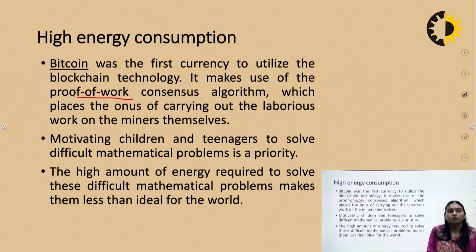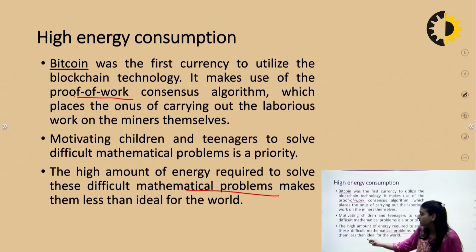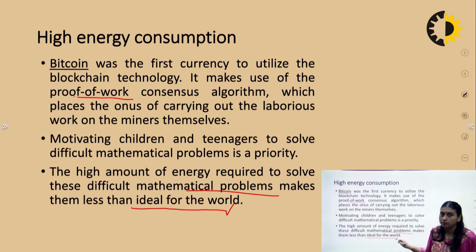So the high amount of energy required to solve these difficult mathematical problems makes them less ideal for the world, because it involves a high amount of energy in solving those complex problems, but the results will be better in case of proof of work. So here we need to justify the disadvantages. The very first one is high energy consumption. So you can cite this consensus mechanism and explain accordingly.